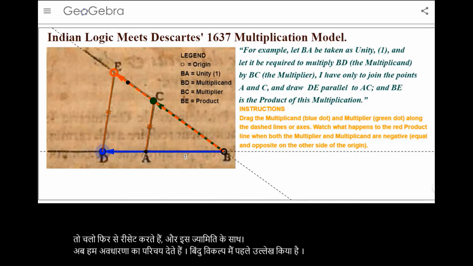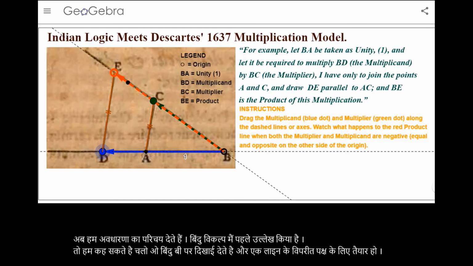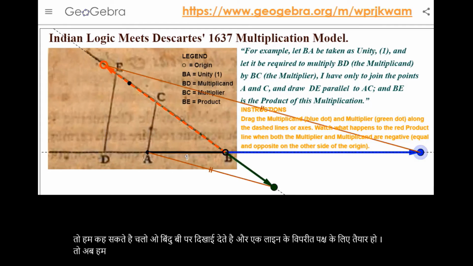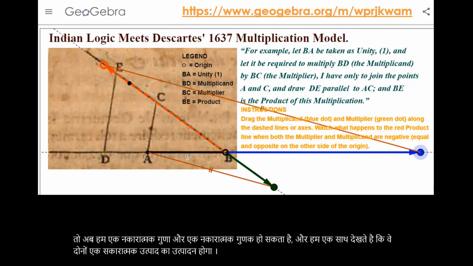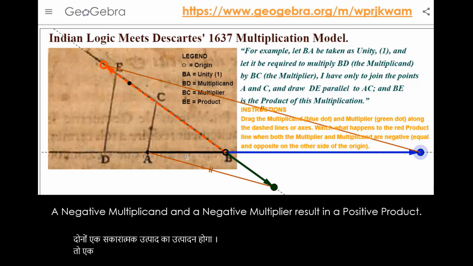With this geometry, we now introduce the concept, the point choice I mentioned before. We can say, let 0 appear at point B, and let a line drawn to the opposite side of B be negative. Now we can have a negative multiplicand and a negative multiplier, and we see together they both produce a positive product. So a negative multiplicand and a negative multiplier results in a positive product.